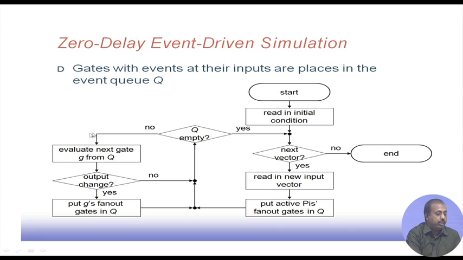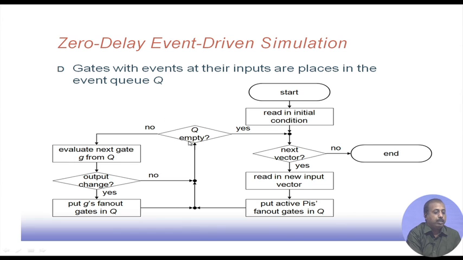If the queue is not empty, then it will evaluate the next gate G from the queue. If the output changes, then only the fan out nodes of G will be put into the queue. If the output does not change, then the fan out nodes are not put. That is basically the event driven portion, and you see that we have not considered any delay. As soon as G's input changes, we evaluate it to see whether its output is going to change or not. That is why it is a 0 delay event driven simulation.